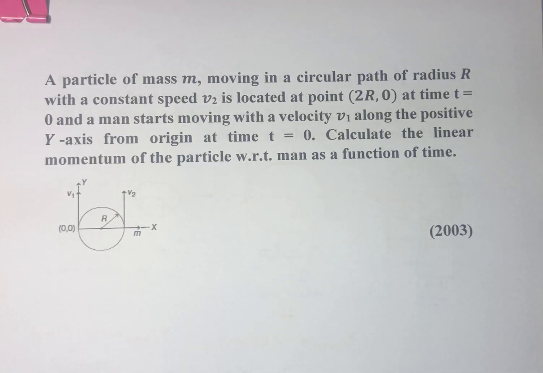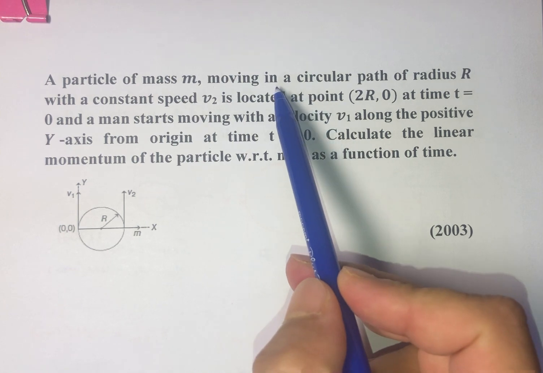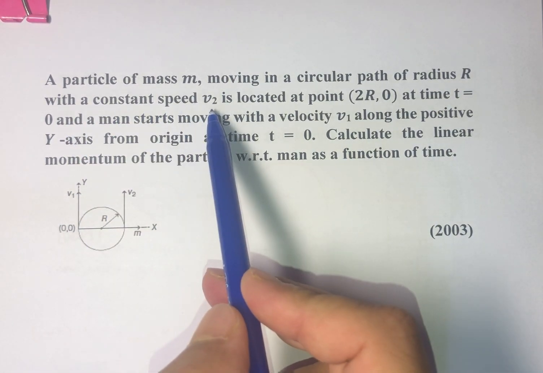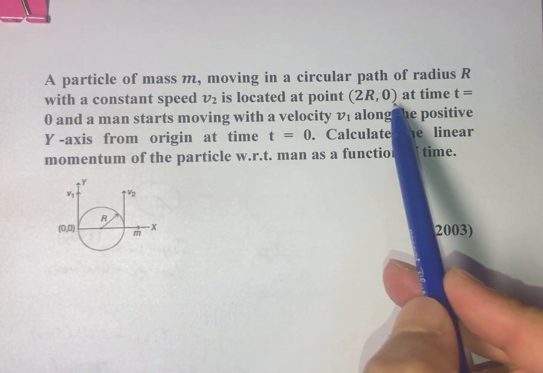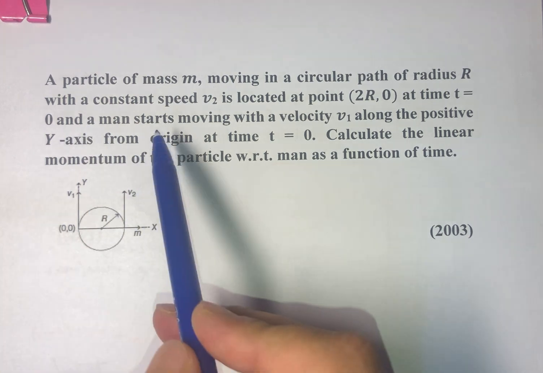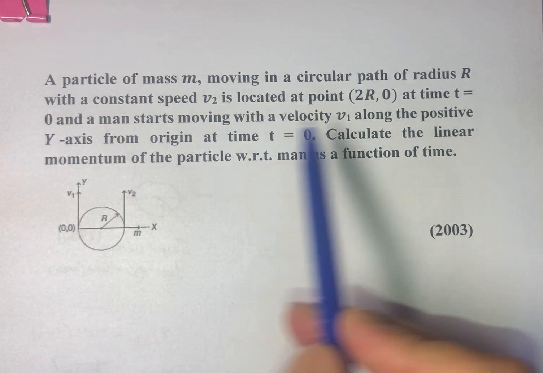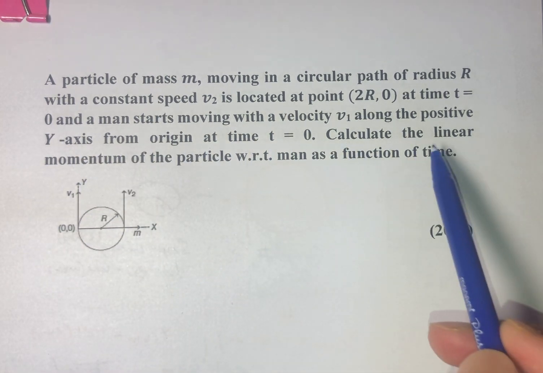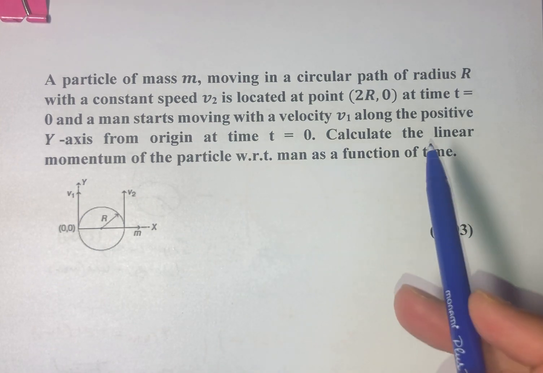Hello friends, in today's question, a particle of mass m moving in a circular path of radius r with a constant speed v2 is located at point (2r, 0) at time t equal to 0, and a man starts moving with the velocity v1 along the positive y-axis from the origin at time t equal to 0. Calculate the linear momentum of the particle with respect to man as a function of time.